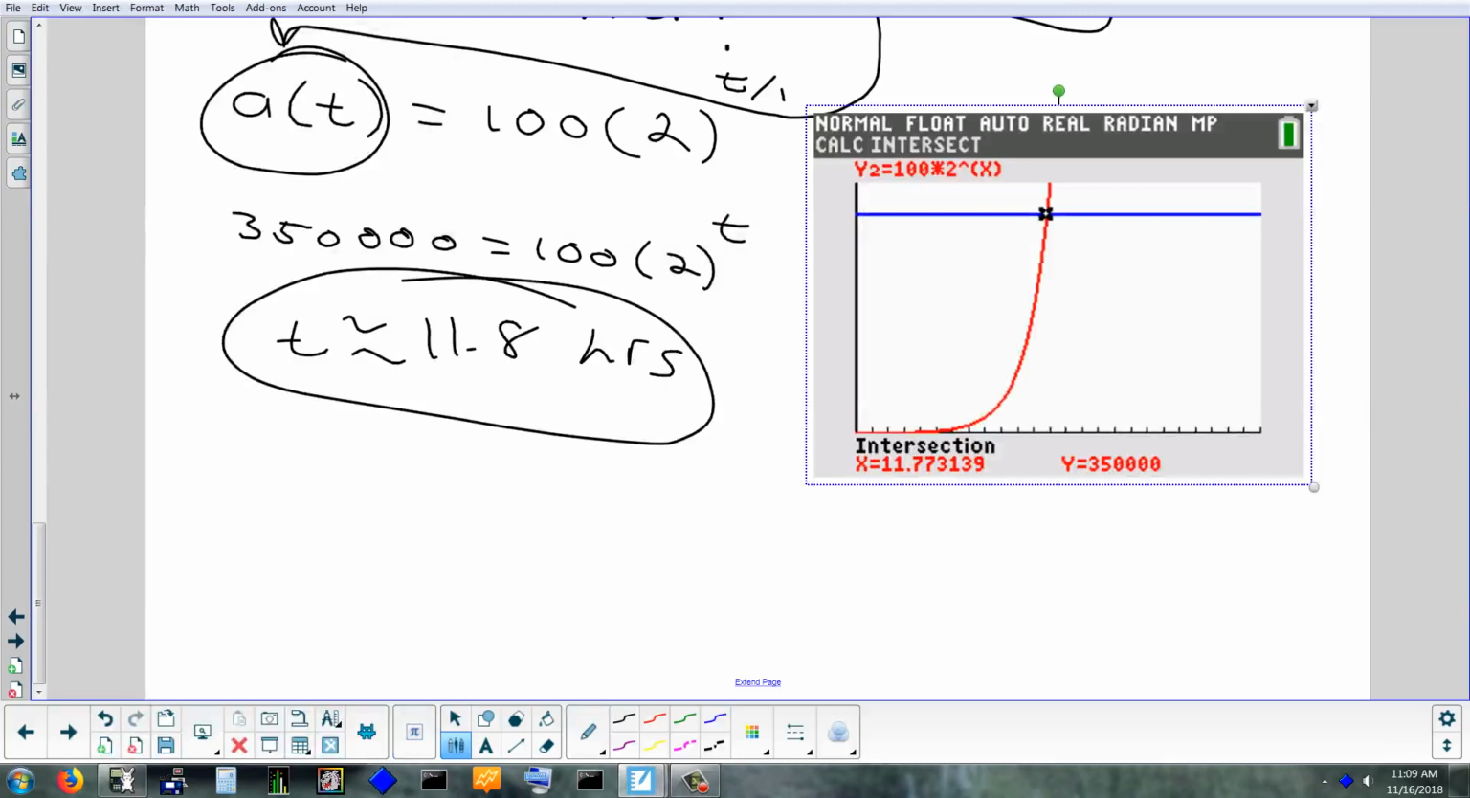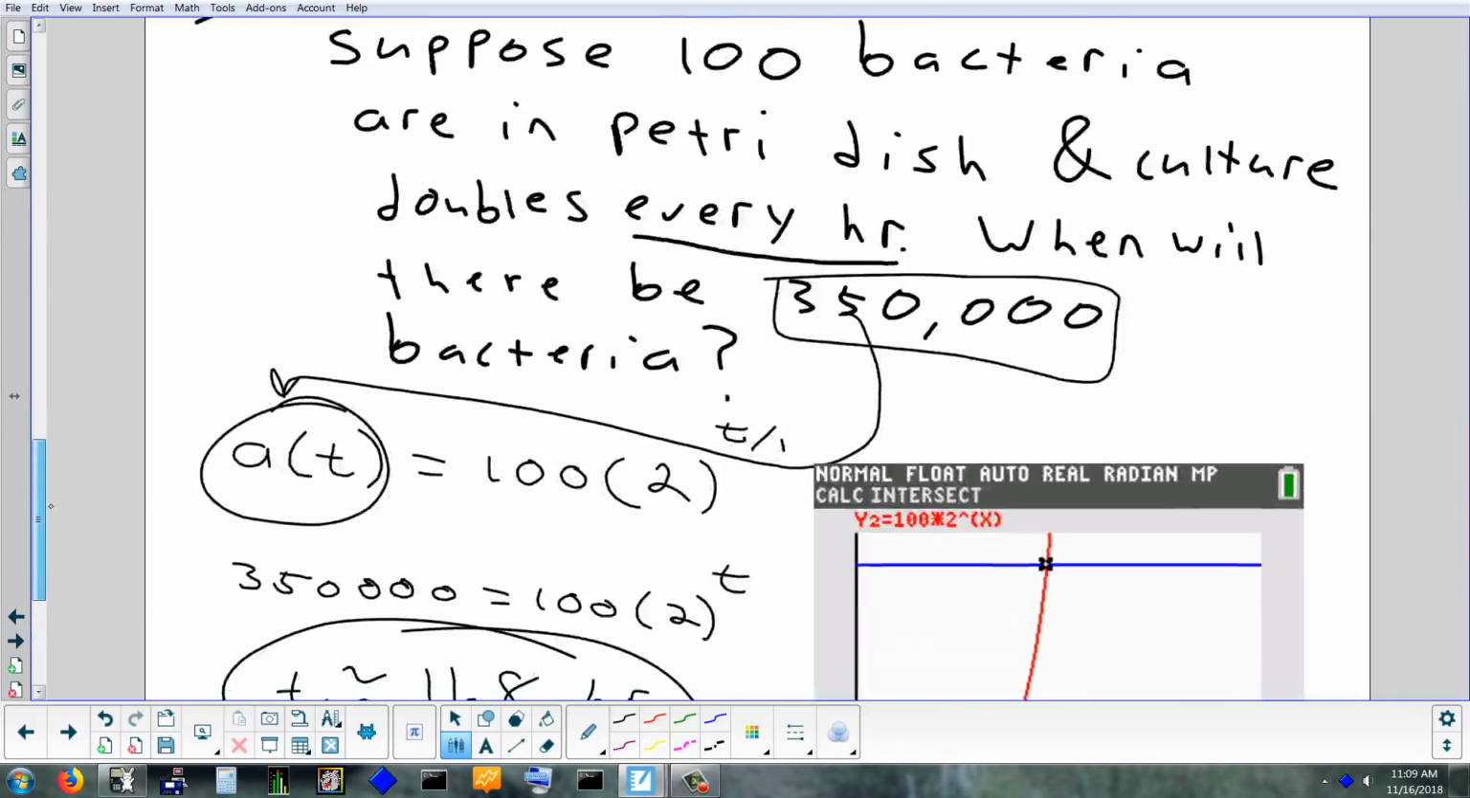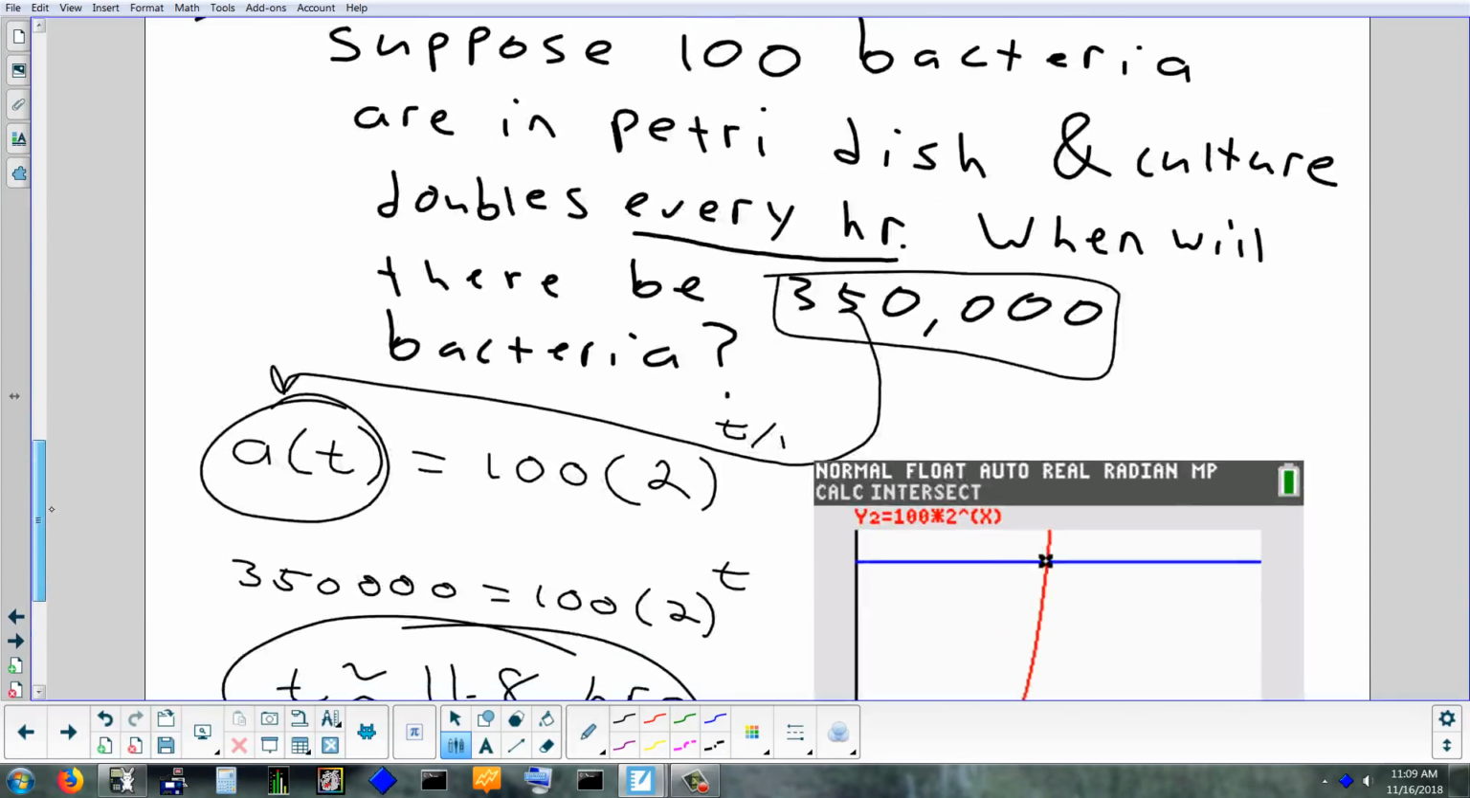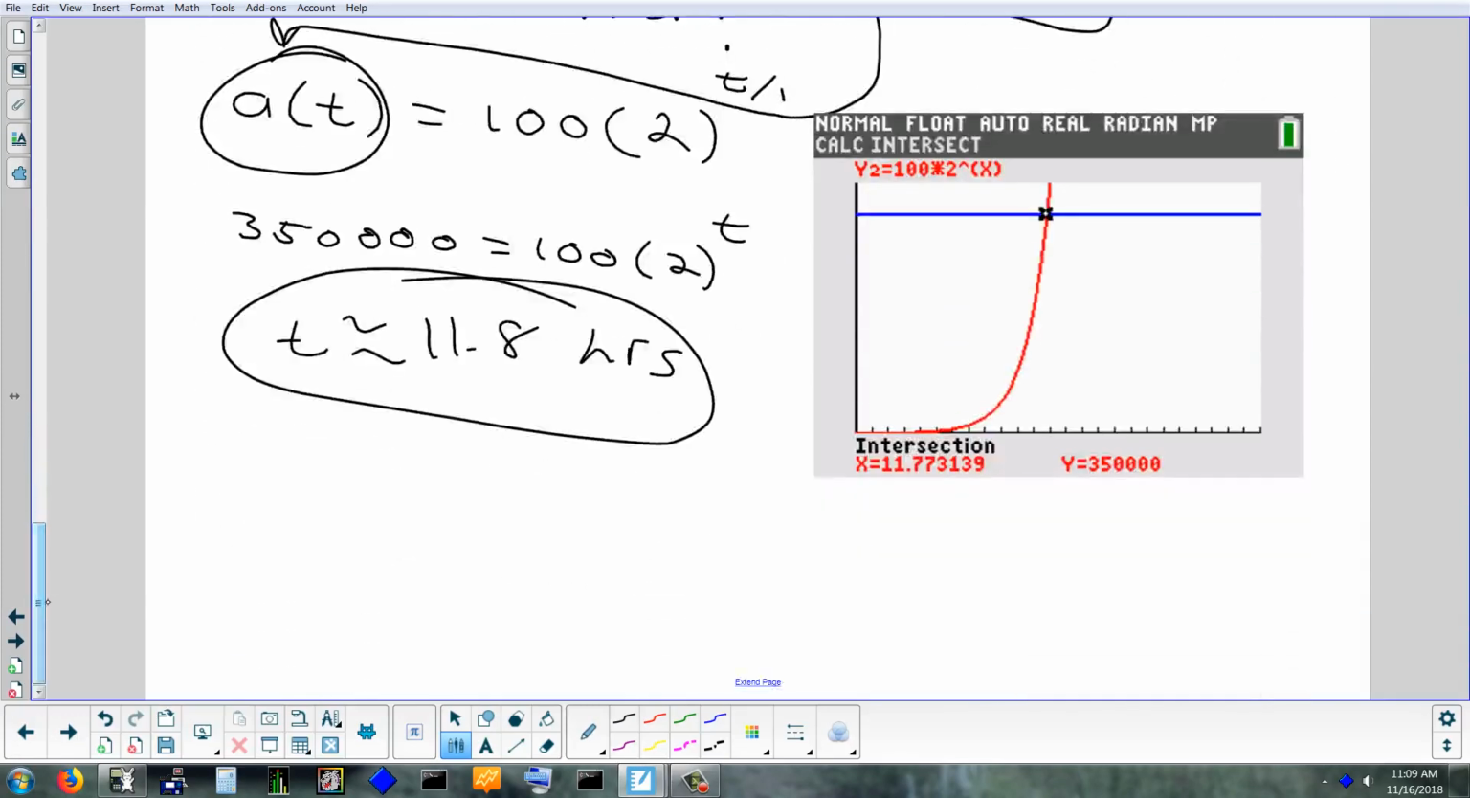Right, now sometimes they word it and they say, when will you have more than 350,000 bacteria? If they worded it that way, I would say anytime after 11.8 hours. Okay. But this one said, when will you have exactly 350,000? And you'll have that exactly at 11.8 hours, rounded. Any question on that one?